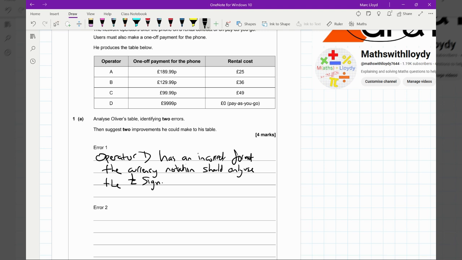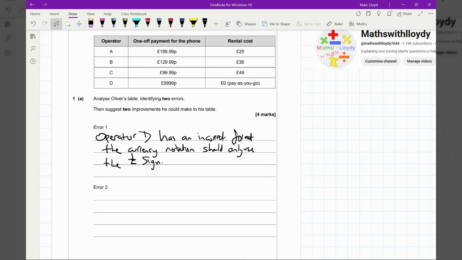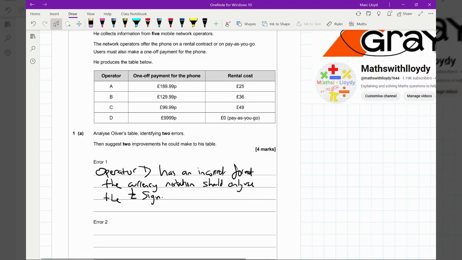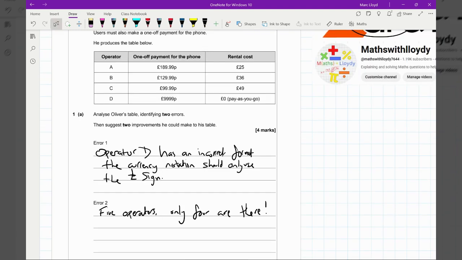Okay. The next thing that I guess is quite misleading. Just want to have a look. Yeah, that's quite interesting actually. So he said 5 operators, only 4 are there. Took me a minute to just twig that one. So he's got one missing. We also don't have any time frames for the rental, so we're not able to compare which deal is better. So there's no time frames on there. I'll just put that on the side. No time frame.